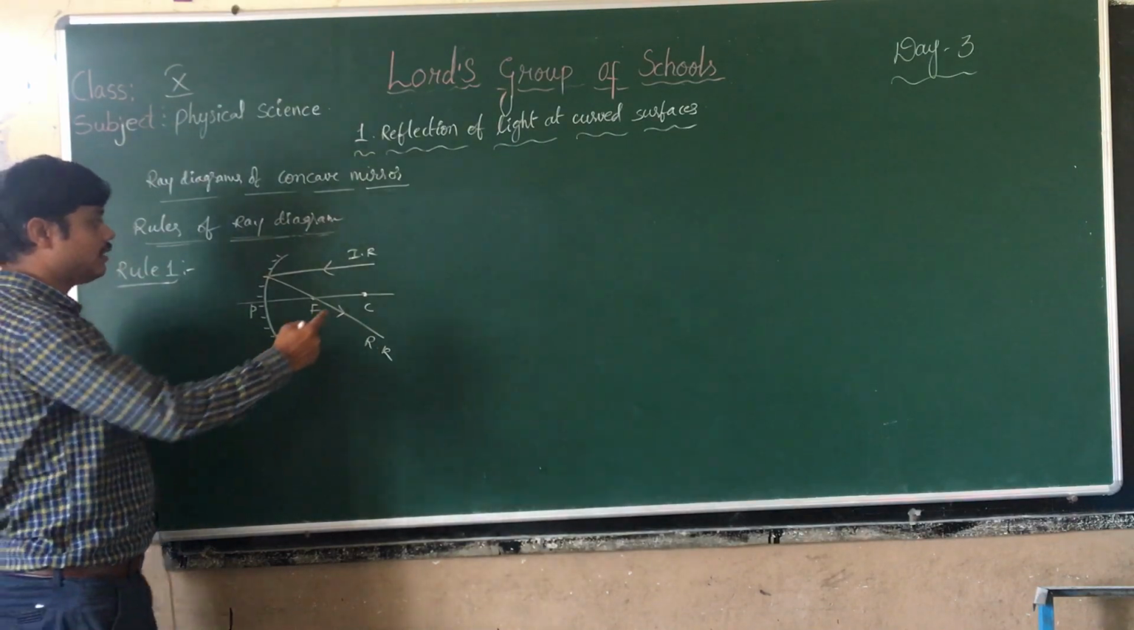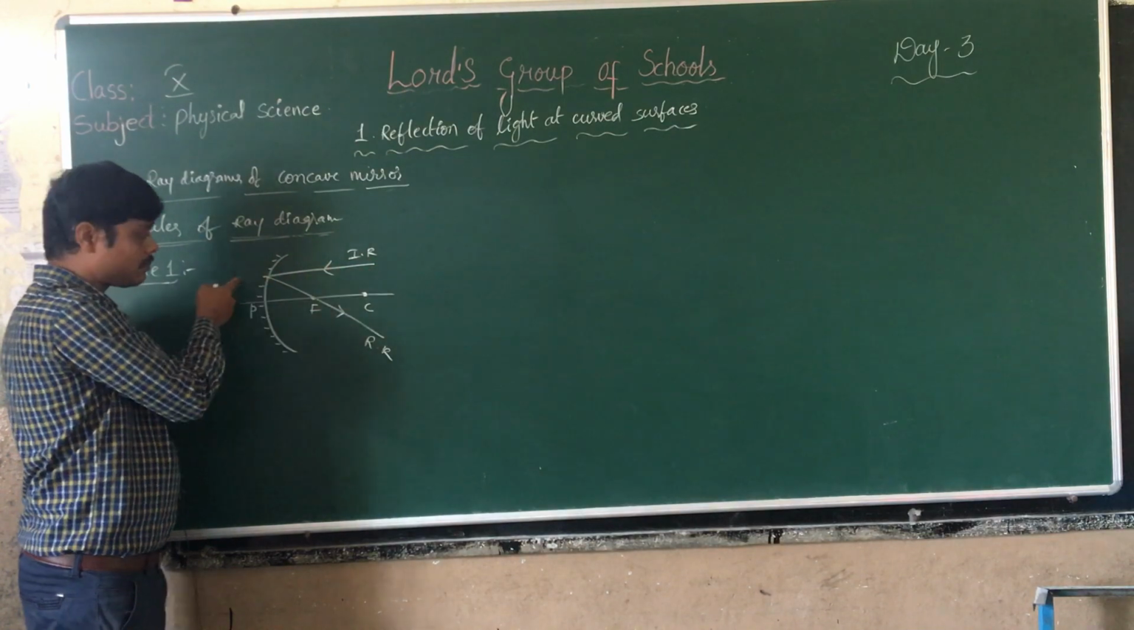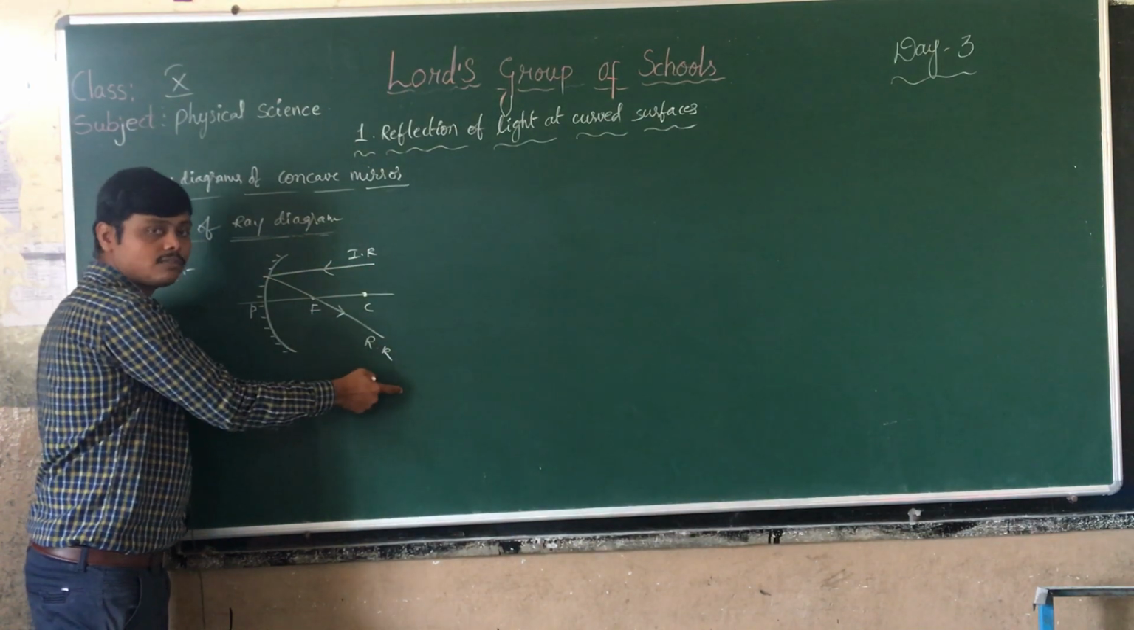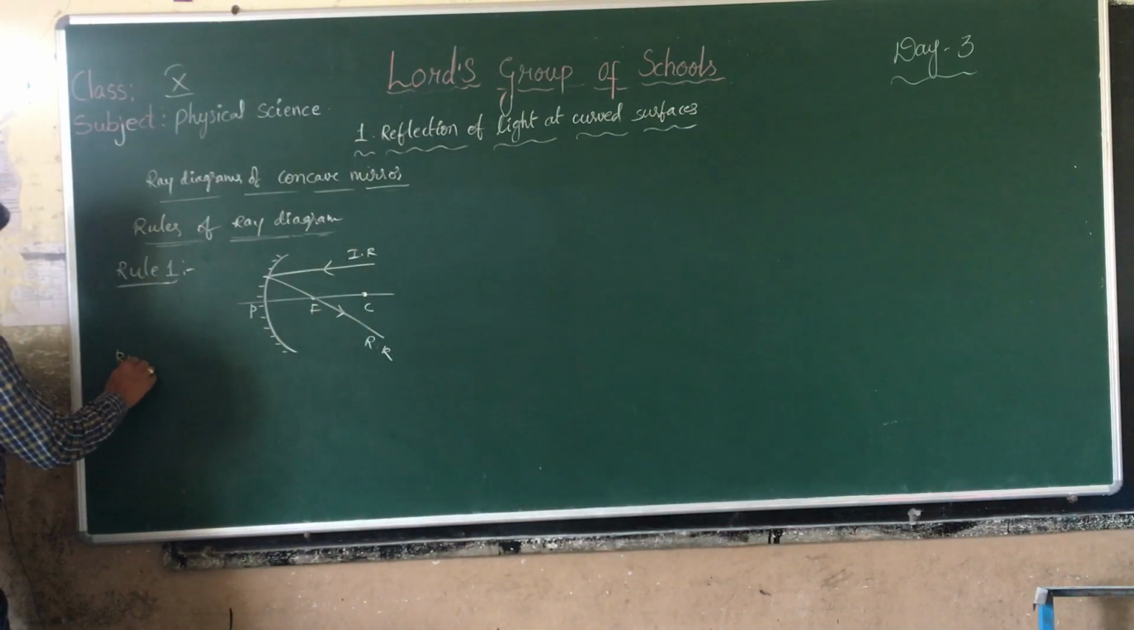What is rule 1? If the incident ray is parallel to principal axis, the reflected ray will be passing through focus. That is rule 1. And next, rule 2.